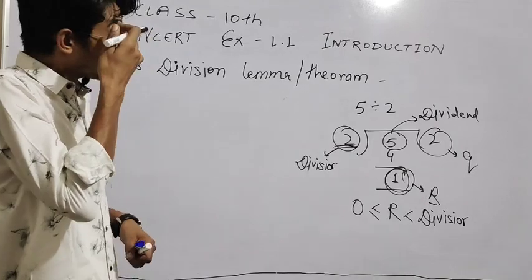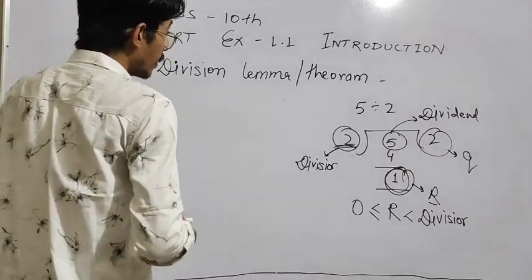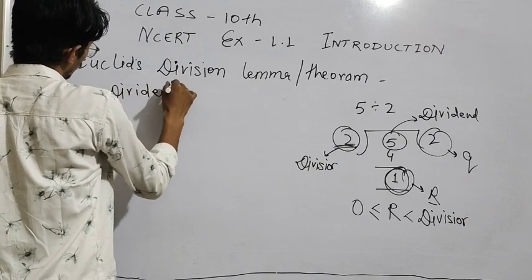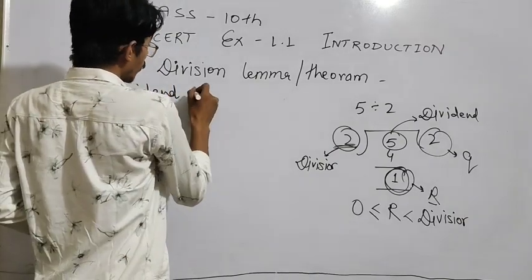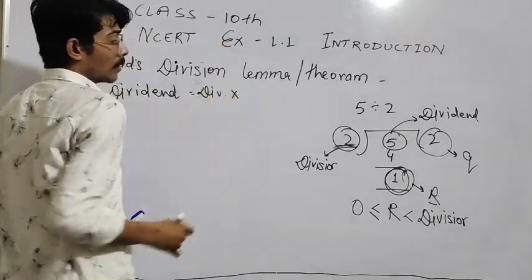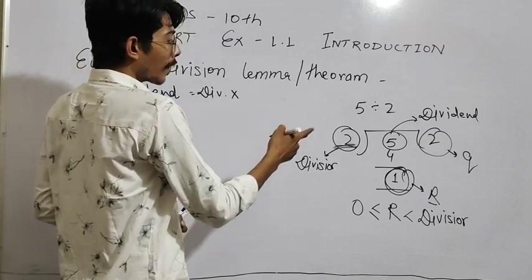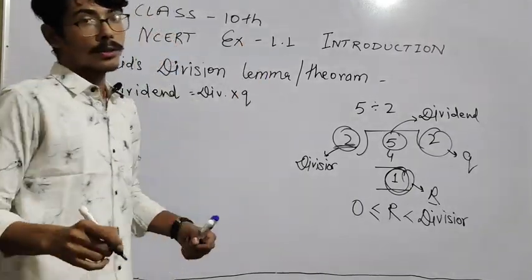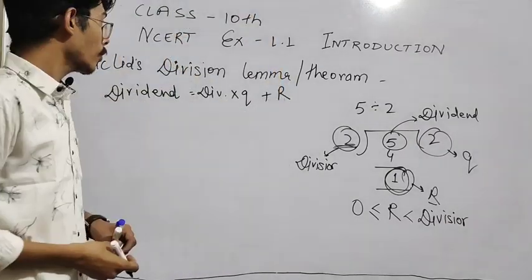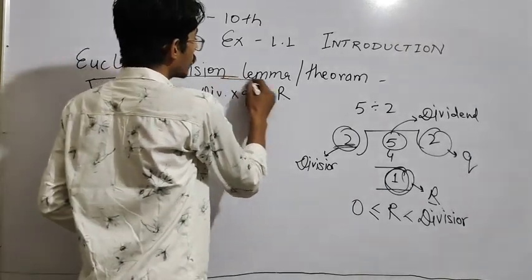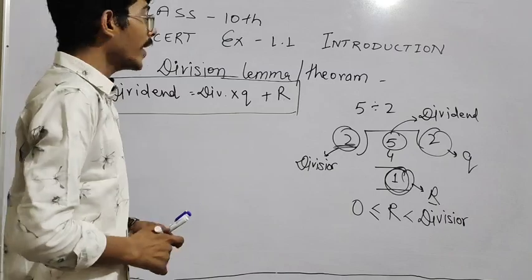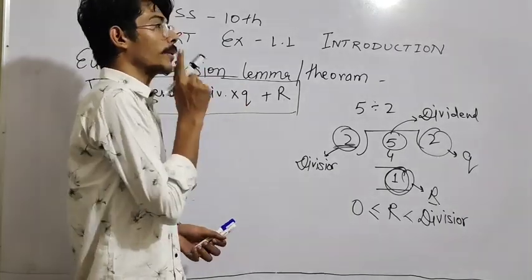Or in 5th class you got to know about this, that the dividend is always equal to the product of divisor and the quotient plus the remainder. Okay, this is the thing which is going to help us find out today's topic.